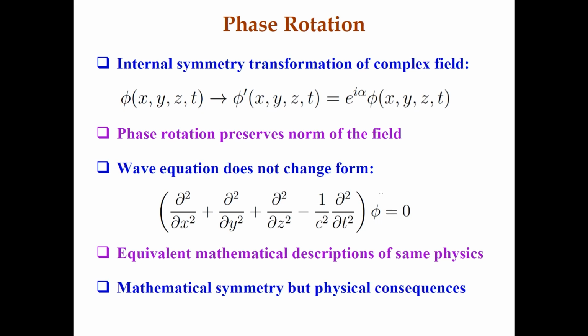But as you see, it's a mathematical symmetry, right? Because you are describing the same physics, because at the end of the day you need to compute the wave function squared, that does not care about this symmetry. For example, this phase is gone. So you have infinitely many equivalent mathematical descriptions of the same physics. So it's a mathematical symmetry, but it has physical consequences, as we will see soon.